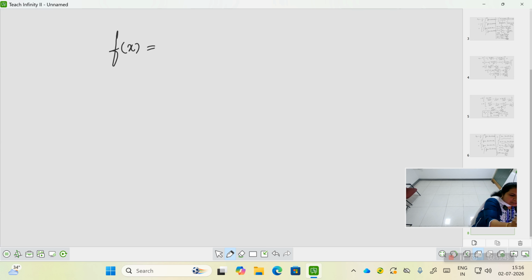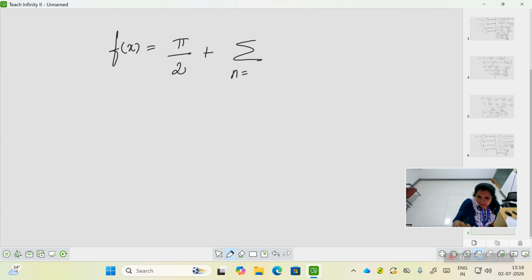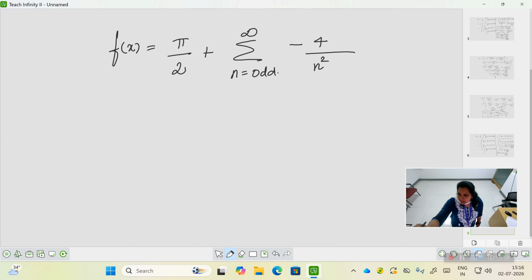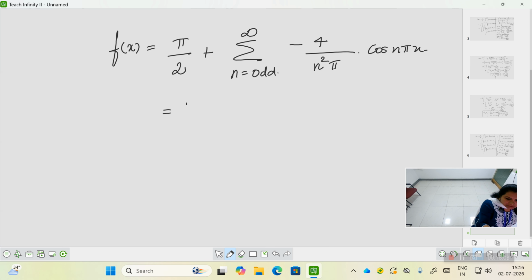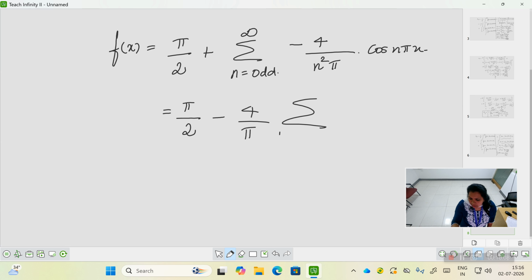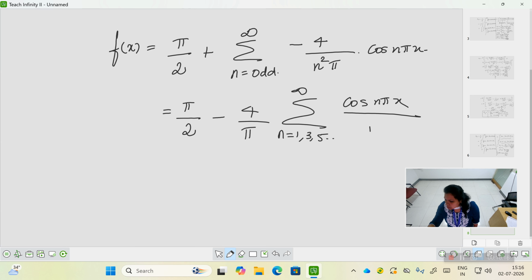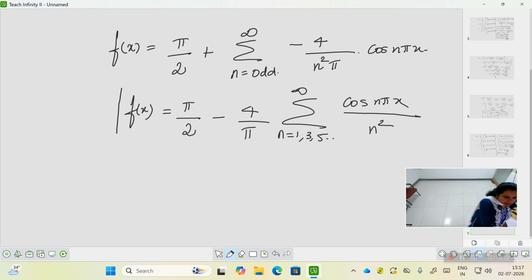solution. That means definition of Fourier series: a0 by 2 plus summation n equal to 1 to, that means we cannot write 1 to infinity because odd to infinity, what is your an value? Minus n square pi cos n pi x. So bring this term to the other side. So take 4 by pi outside, summation n is 1, 3, 5 to infinity cos n pi x by n square. Okay. So we got the solution actually for the first part.